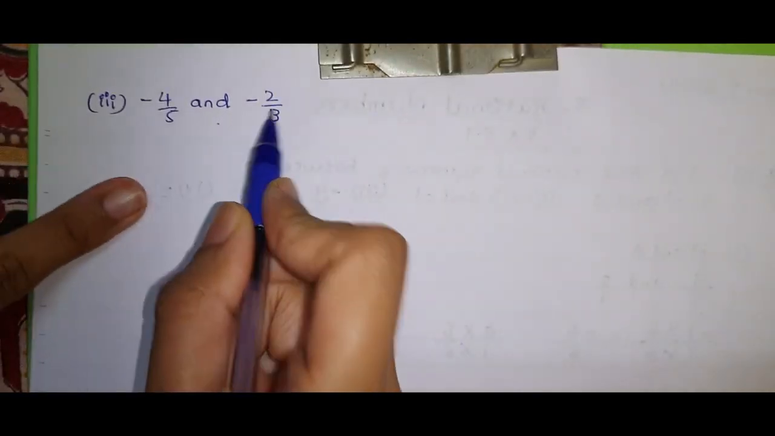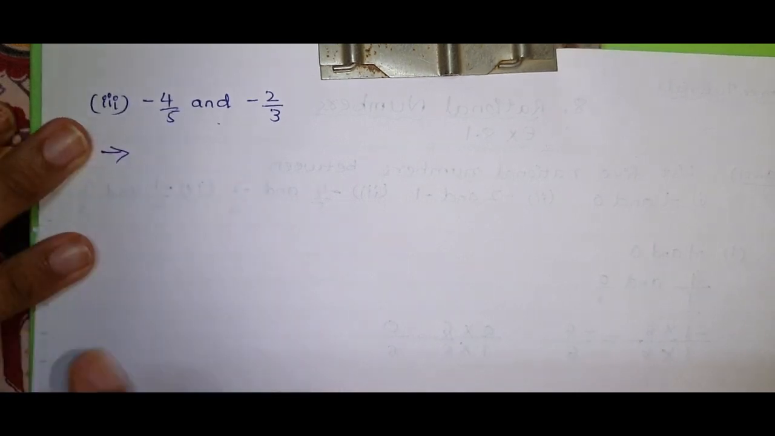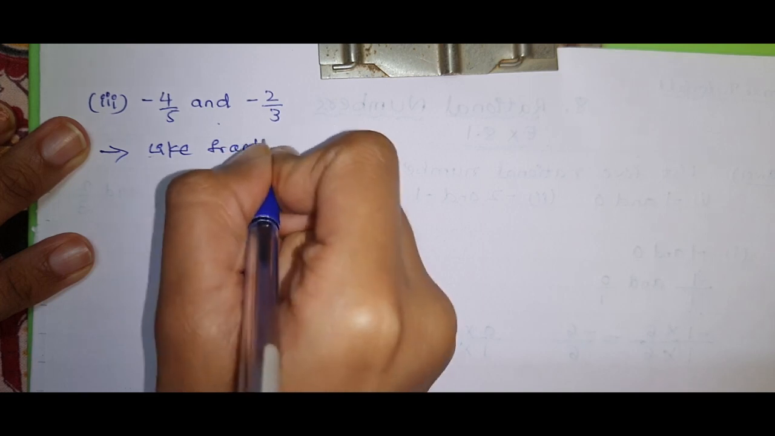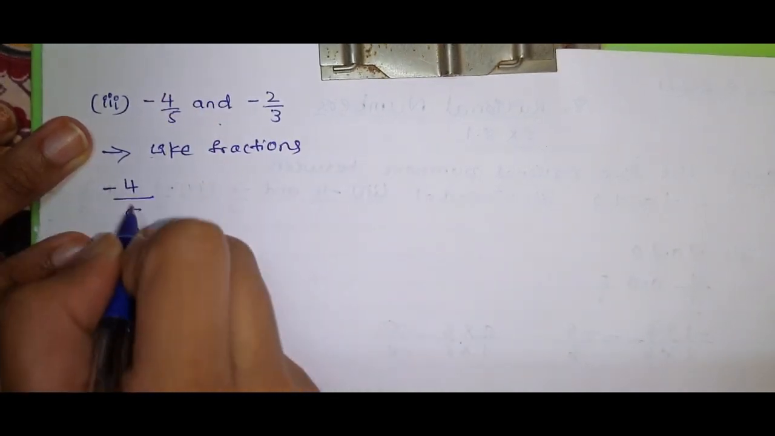Minus 4 divided by 5 and minus 2 divided by 3. What is the first step? We have to convert these into like fractions. Minus 4 divided by 5.